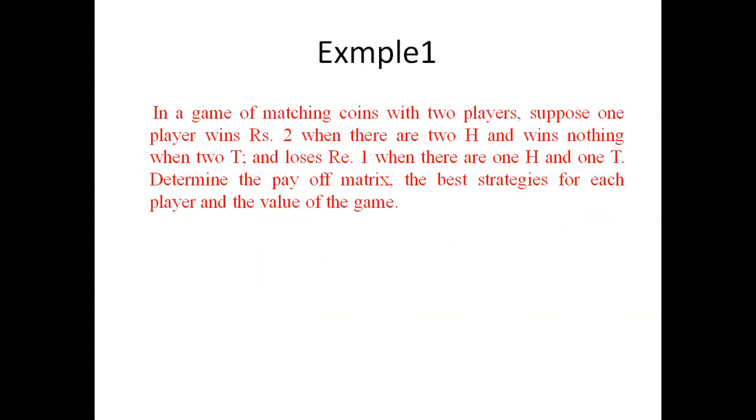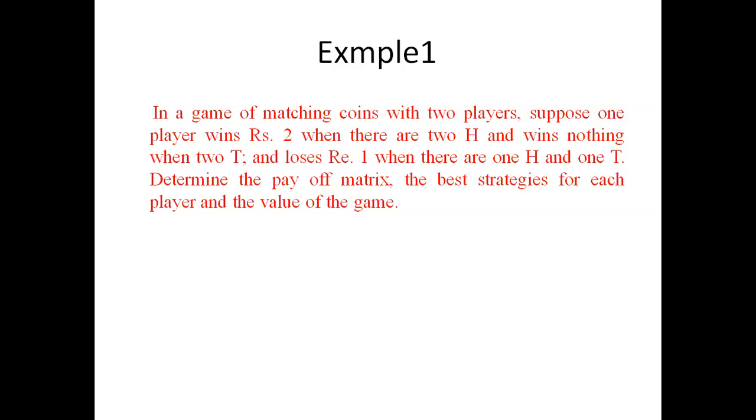Okay, so let us take one problem. In a game of matching coins with two players, suppose one player wins rupees 2 when there are two heads and wins nothing when two tails. T means tails. And loses rupee 1 when there are one head and one tail. Determine the payoff matrix, the best strategies for each player, and the value of the game.